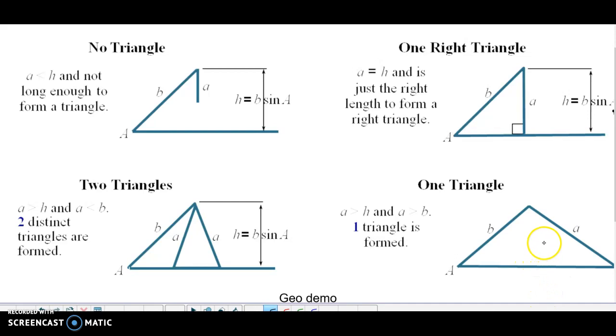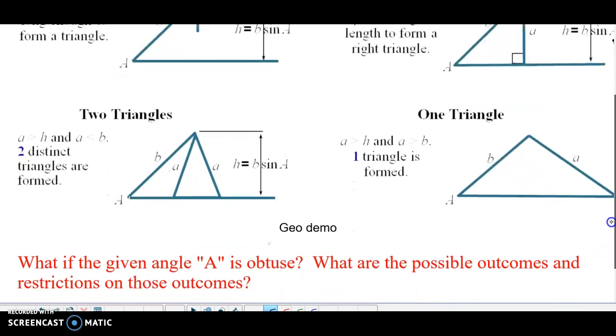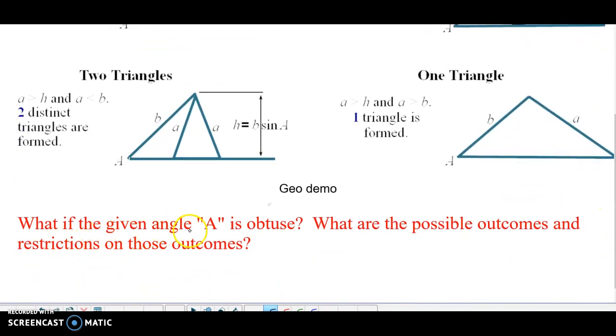So again, I wouldn't memorize this, but this is just to have you understand why this is the ambiguous case, why we might potentially have one, two, or no solutions. If I use the law of sines, I get a side length, or sorry, angle measure too. It's possible that we could have one, two, or no solutions. So, what if the angle A is obtuse? What are the possible outcomes and restrictions on those outcomes? Have you guys respond to that, and then let's move on.